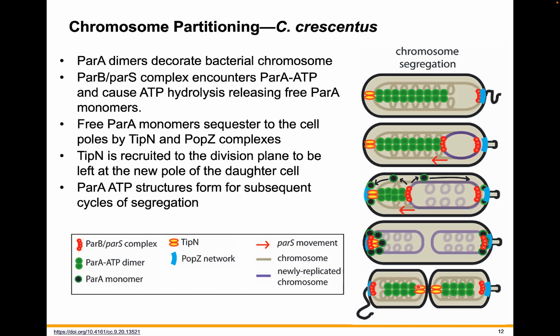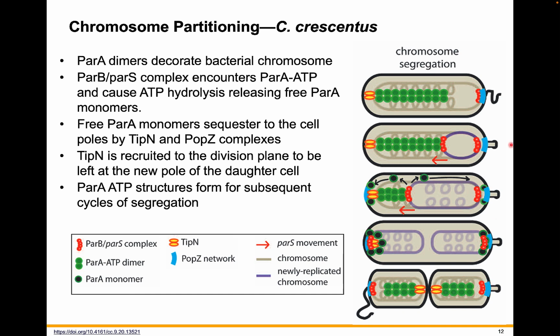This will be the swarmer daughter cell, and this is still attached with the stalk. So this was the swarmer cell. Now it is sessile with the stalk, and this is the newly formed cell, which will become a swarmer. And when it goes into division, it will again become sessile, and this cycle will go on. And the ParA-ATP structure forms in the subsequent cycle of segregation, coating the DNA.